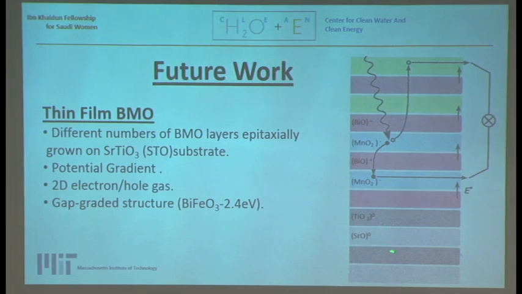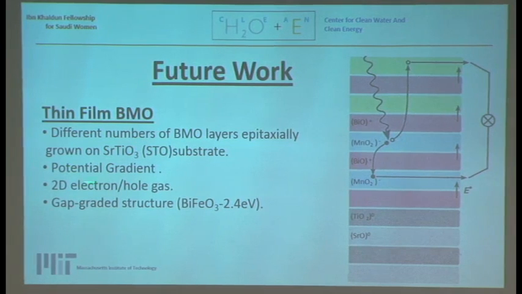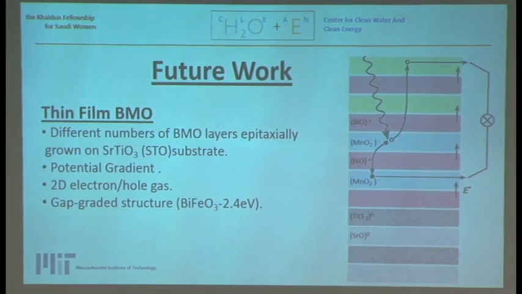And we are expecting to find a two-dimensional electron or hole gas due to the discontinuity in the polarity. Here, the substrate has no polarization, while the thin film BMO is polarized. So we will investigate this possibility.